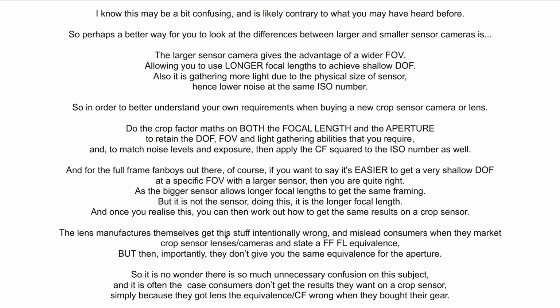Lens manufacturers themselves have been getting this stuff intentionally wrong and misleading consumers when they market crop sensor lenses and cameras and state full frame focal length equivalents. But then, importantly, they don't give the same equivalence for the aperture. So it's no wonder there's so much unnecessary confusion on this subject. It is often the case that consumers don't get the results they want from a crop sensor simply because they got the lens equivalence and crop factor wrong when they bought the gear. They didn't do the maths right, basically.